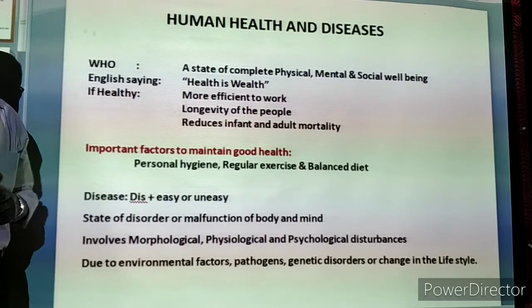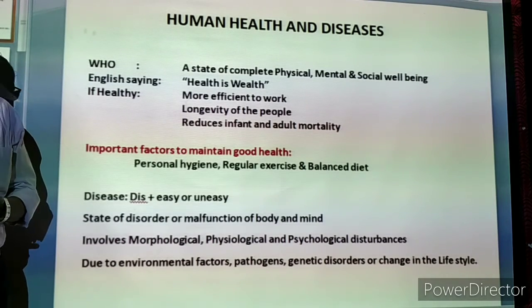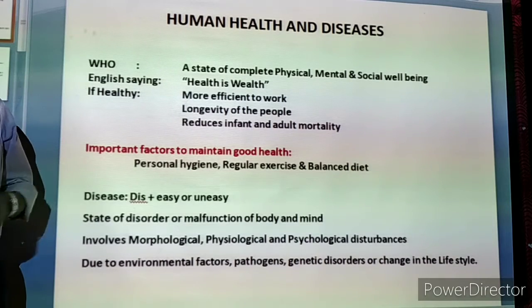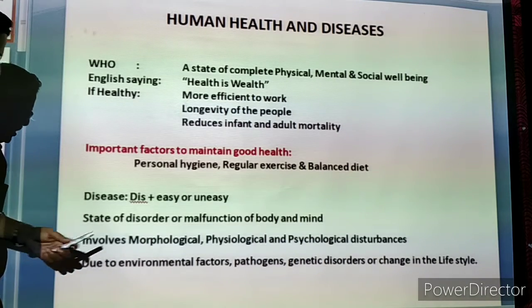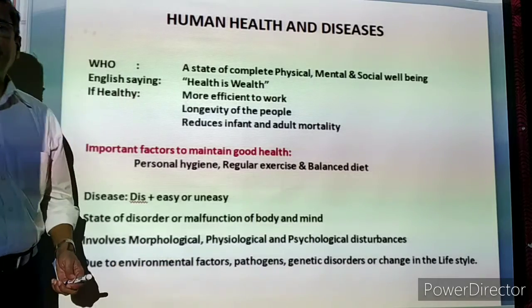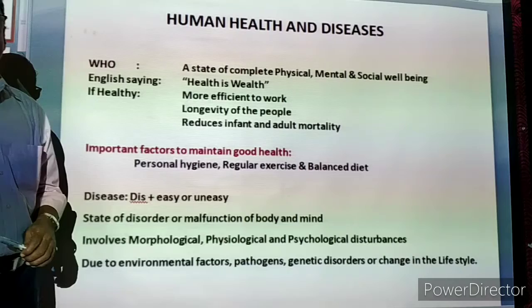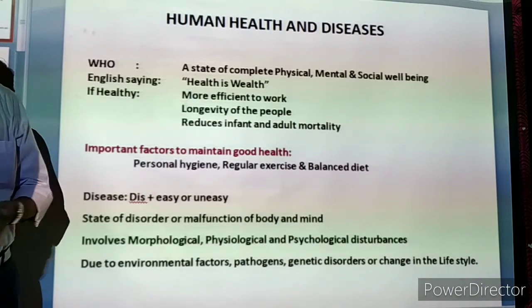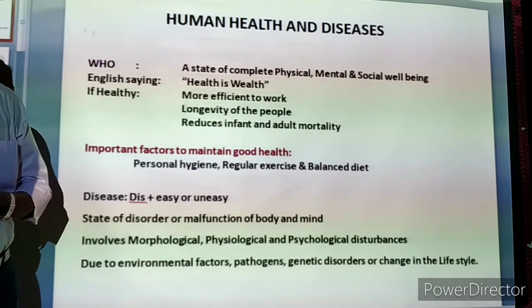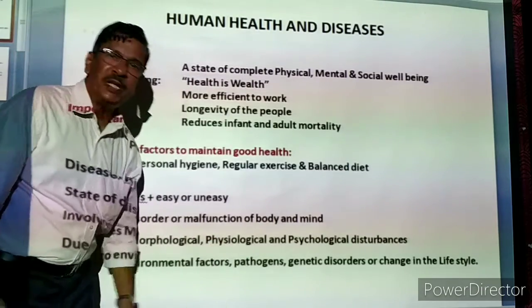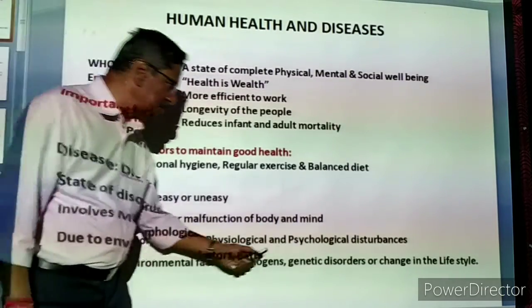Then how are we getting disease? There are so many environmental factors. What is the meaning of environmental? Surrounding factors. Maybe the temperature, the air, water and so many things. Environmental factors may affect our body. Pathogens. Pathogens means disease causing organisms. They may be microscopic organisms or they may be macroscopic organisms. But they are causing diseases. Pathogens means disease causing organisms.